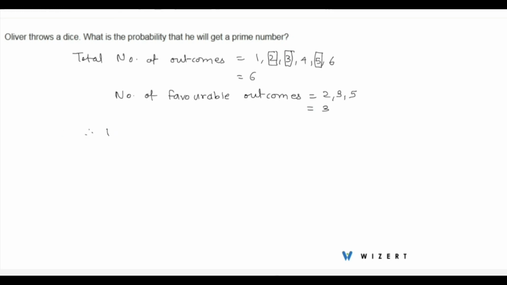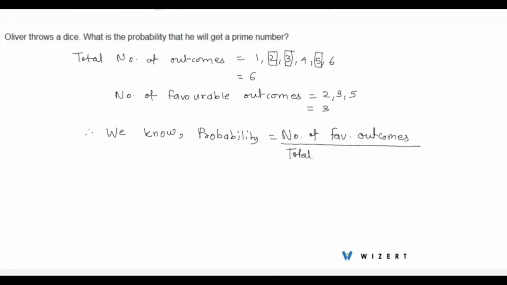Therefore, we know probability is equal to number of favorable outcomes divided by total number of outcomes, which is equal to 3 divided by 6, which is equal to 1 by 2.